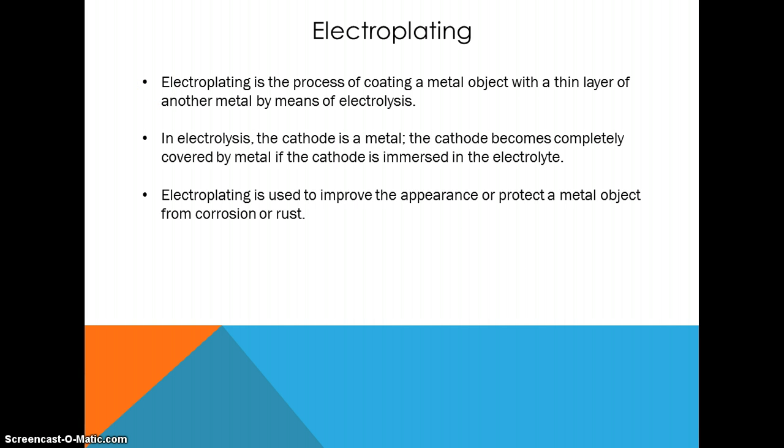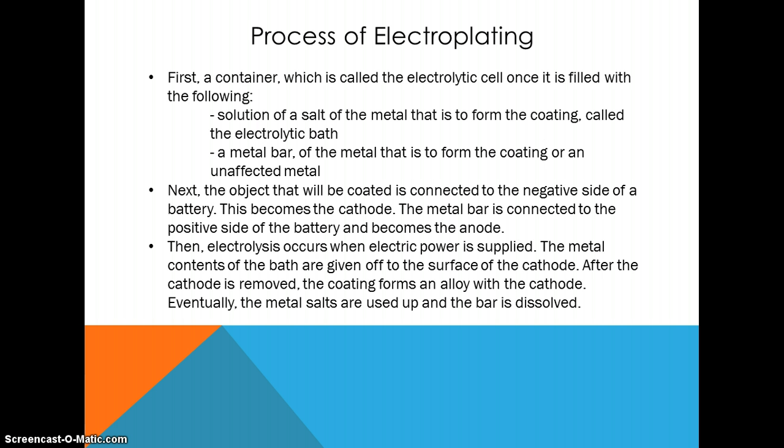Electroplating is the process of coating a metal object with a thin layer of another metal by means of electrolysis. In electrolysis, the cathode is a metal. The cathode becomes completely covered by metal if the cathode is immersed in the electrolyte. Electroplating is used to improve the appearance or protect a metal object from corrosion or rust.